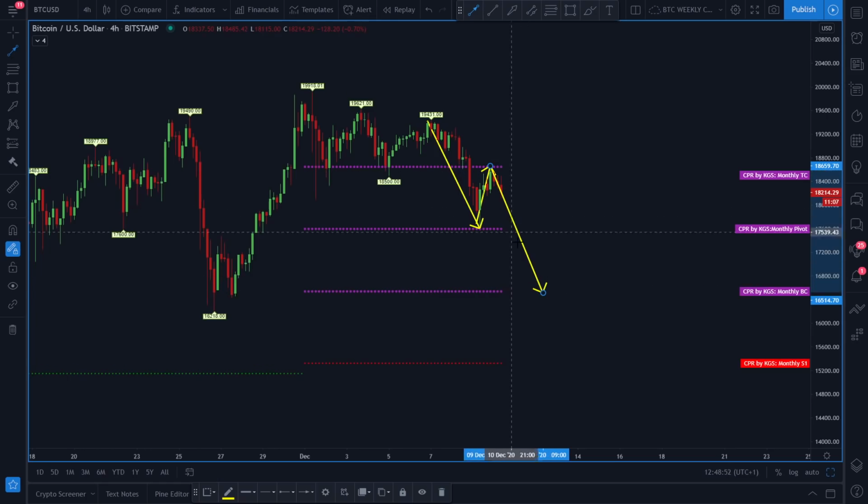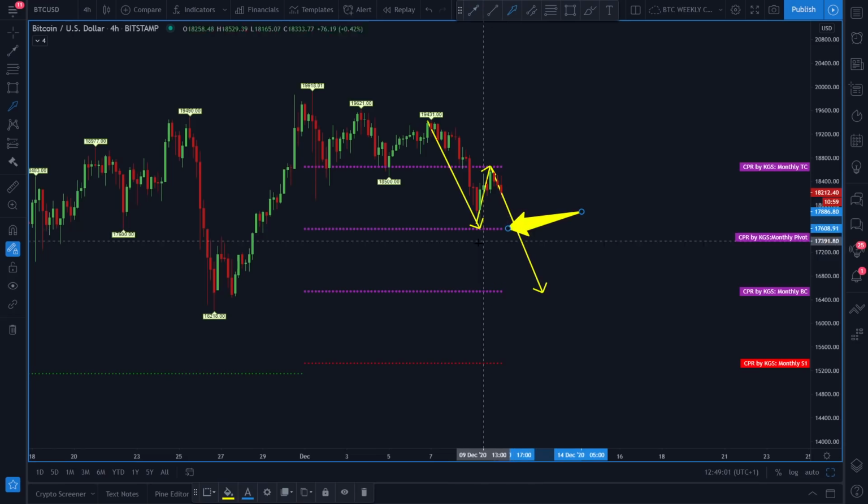I'm not saying the price has to come to this level, but I'm just showing you some probabilities of what could actually occur. Right here we found support, but if it sees another pullback and the price does not find support around this area, that could turn out to be a very bearish scenario for Bitcoin.